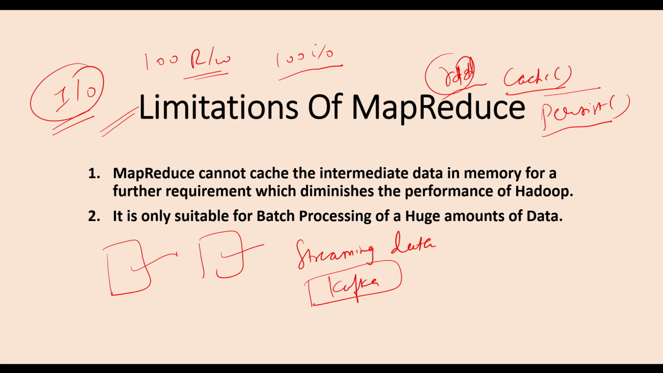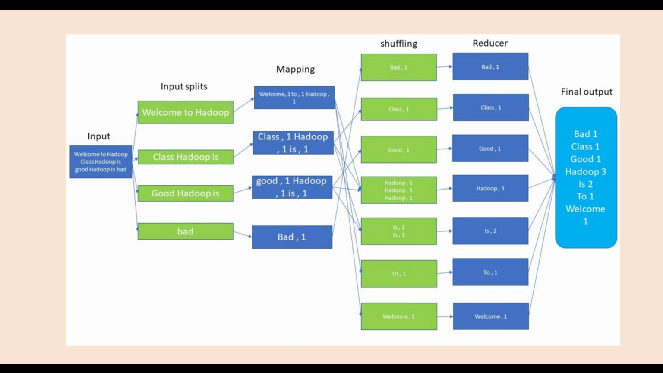So this is a diagram where you can understand very clearly the whole steps and processes we were discussing. Suppose you have an input data: Welcome to Hadoop class. Hadoop is good, Hadoop is bad. My objective is that I want to calculate the frequency of each word, as you can see in the final output.